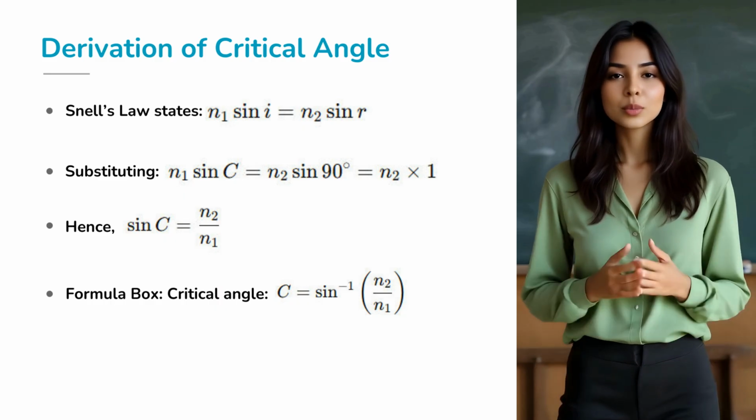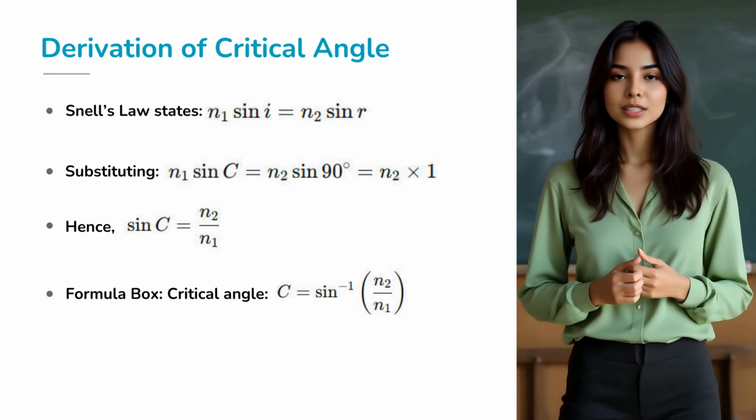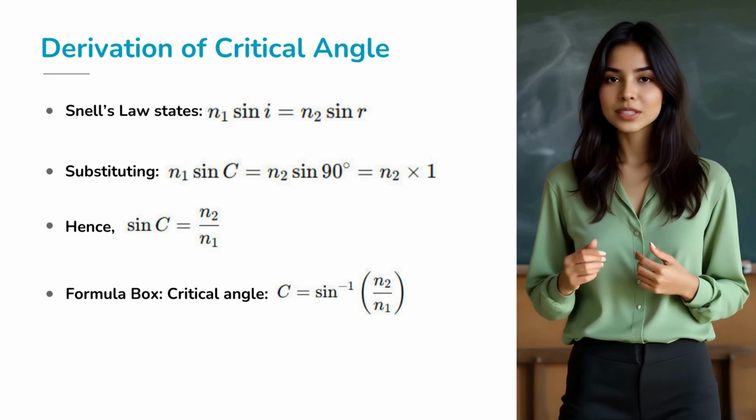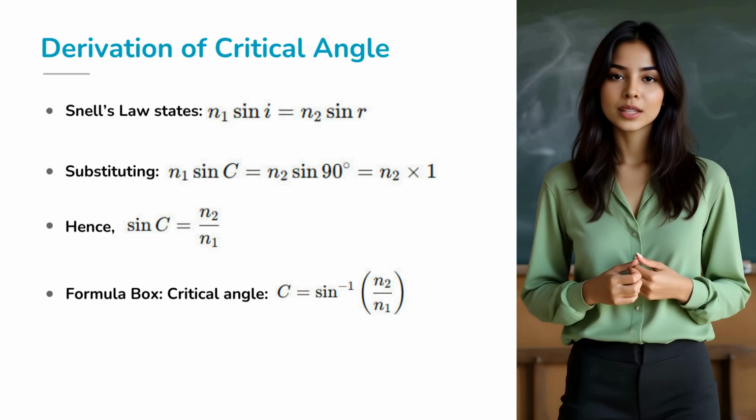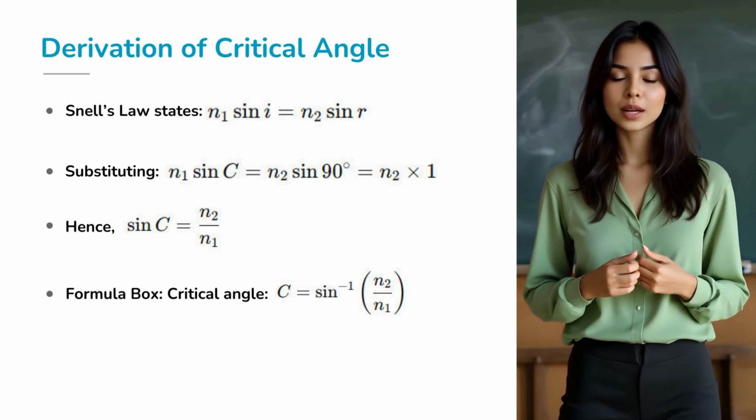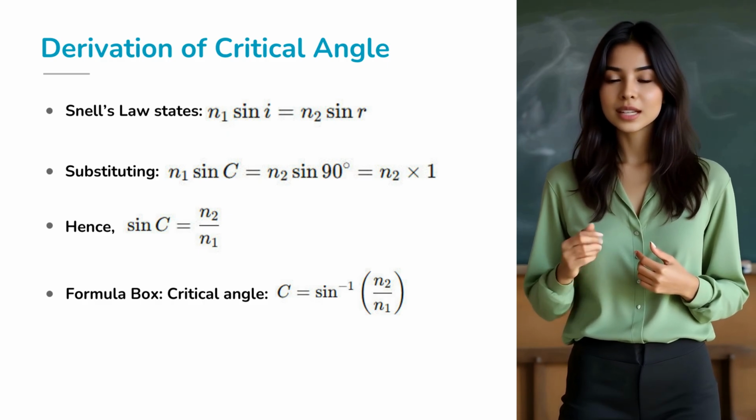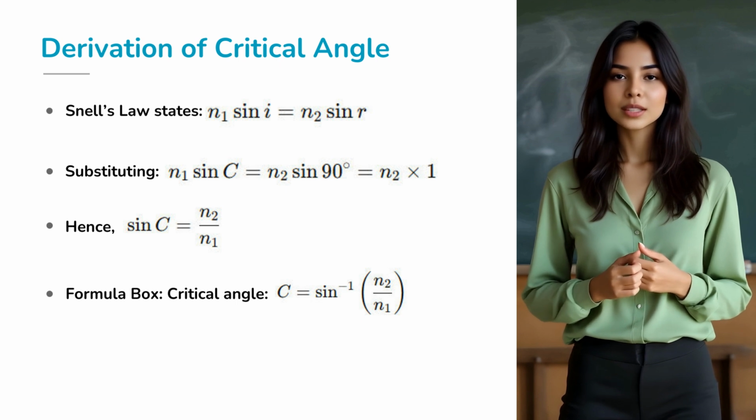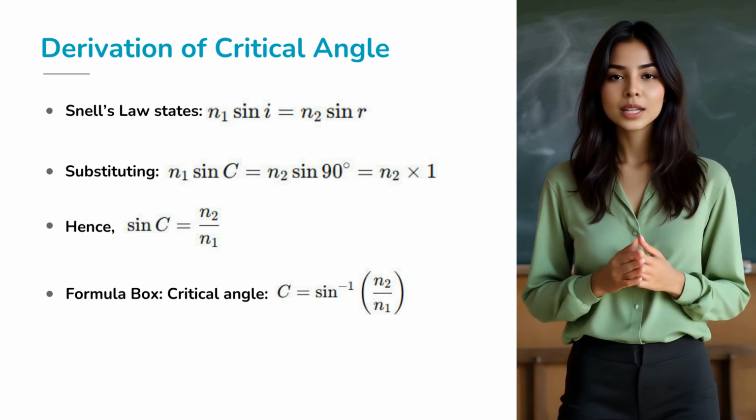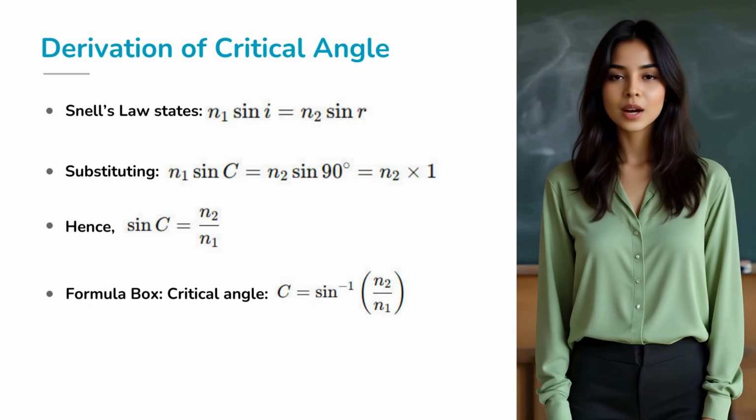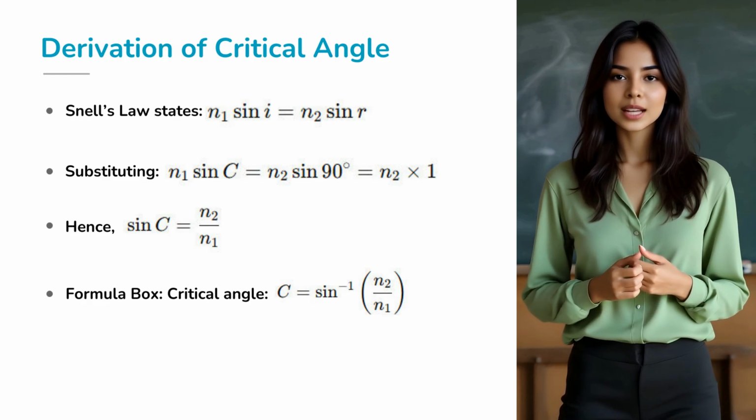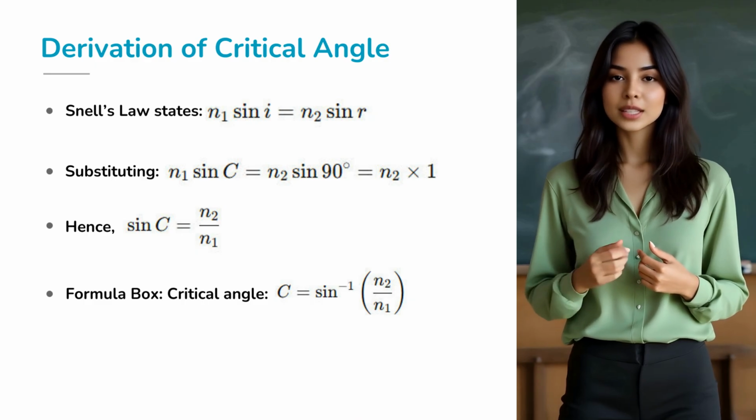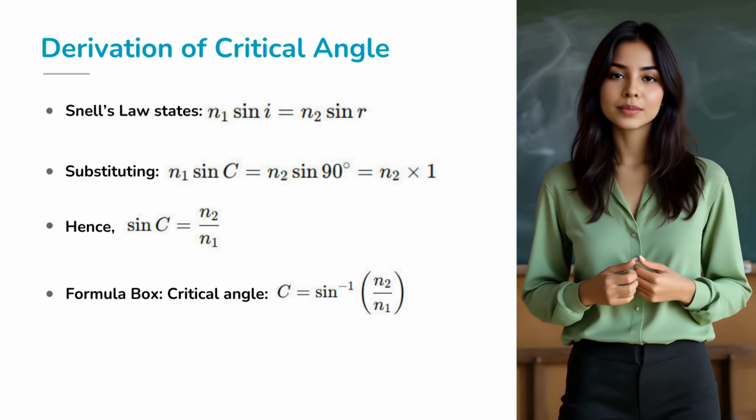Let's work out the formula for the critical angle step by step. We'll begin with Snell's law, which states n1 sin i equals n2 sin r. Here, n1 is the refractive index of the denser medium, n2 is the refractive index of the rarer medium, i is the angle of incidence, and r is the angle of refraction. Now, at the critical angle, i equals C and r equals 90 degrees.